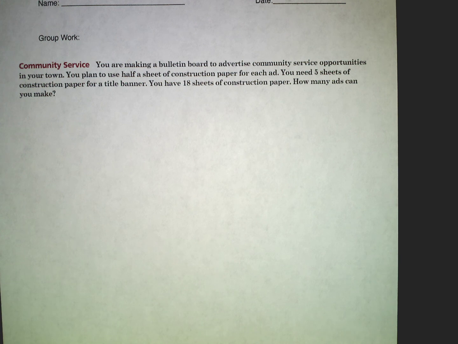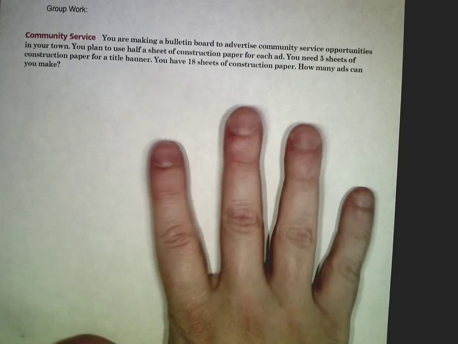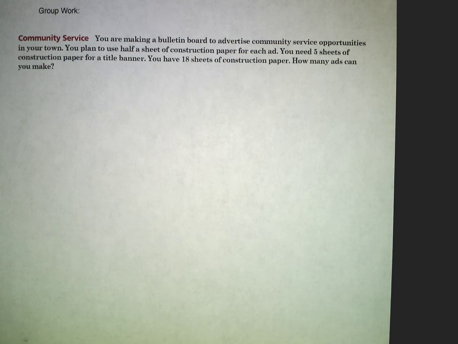So yesterday we did one-step equations. Today we'll do two-step equations. Okay. So I'm making us start with a word problem here on the group practice. We're going to come up with a two-step equation.